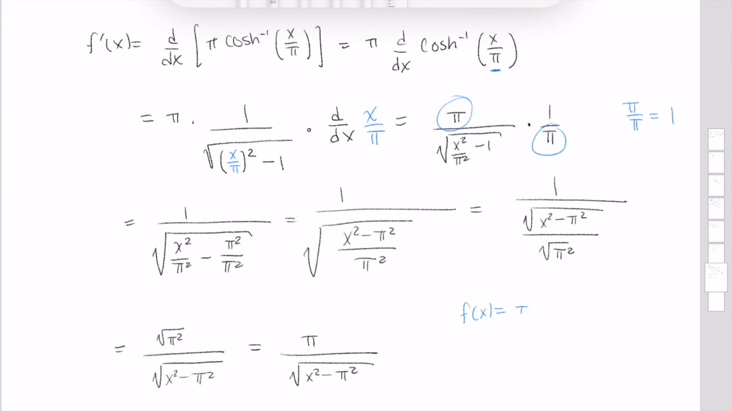So there you have it. F of x is pi times cosh inverse of x over pi. And f prime of x is pi divided by the square root of x squared minus pi squared.